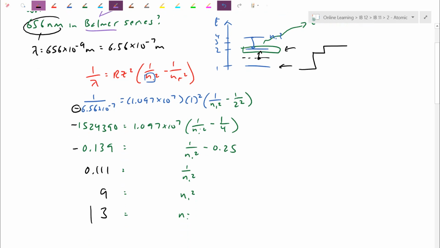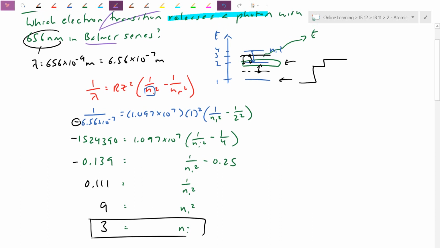So the initial level not only is a whole number, it's also a number bigger than 2. When the electron falls from 3 to 2, this gap size is big enough so that the photon leaving takes with it 656 nanometers of energy. All right, so make sure you do some practice with the Rydberg equation and be comfortable using those constants. Today we're going to flesh out this idea a little bit more.